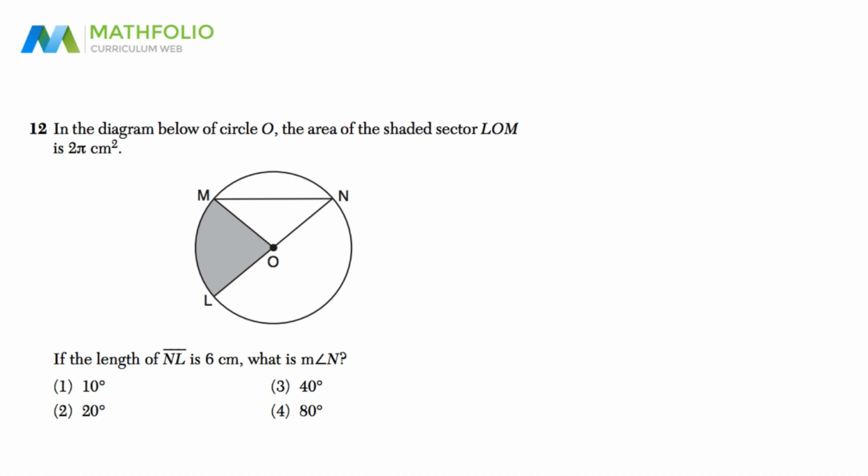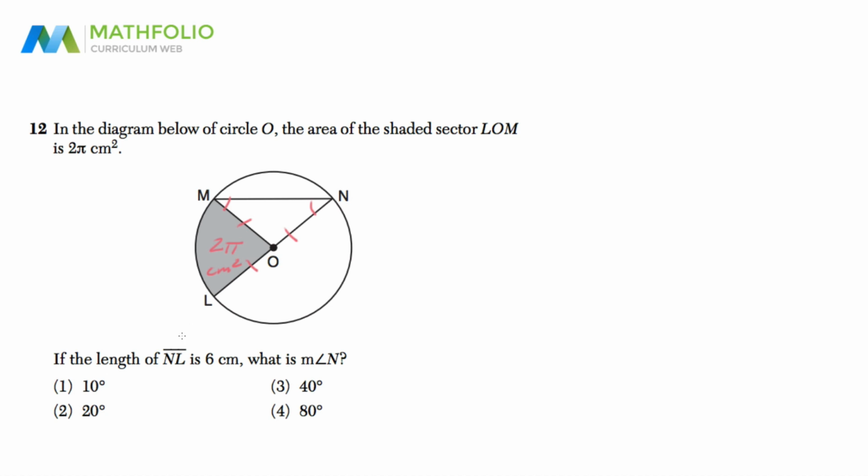Okay, question number 12. In the diagram below, circle O, the area of the shaded sector LOM is 2 pi centimeters squared. Now, we know this and this are the same, and this. All 3 of these segments are radii. If that's the case, we also know this angle and this angle are the same because they are the 2 base angles of an isosceles triangle, with these 2 sides being the radius.